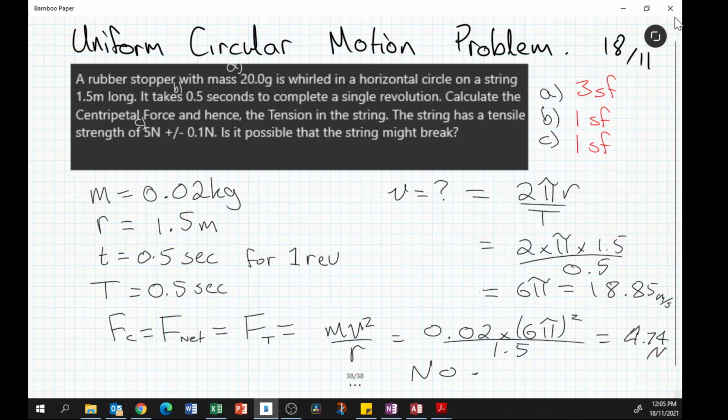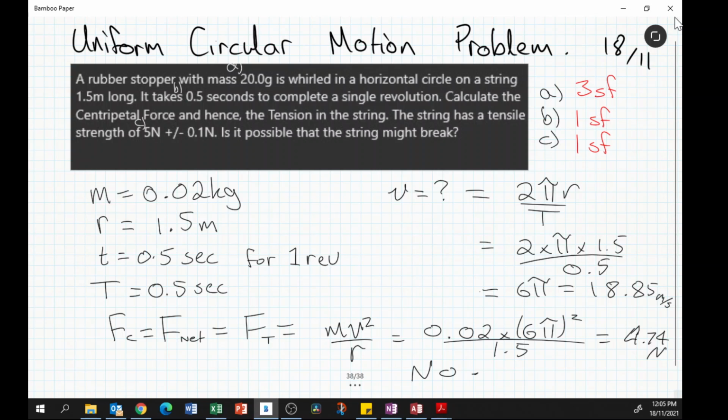Really interesting point, guys. Did you hear that? If you were to take in significant figures, because what's our minimum significant figure we're working with? 1 significant figure. What is 4.74 as 1 significant figure? 5 newtons. It very well could break. Now, that doesn't guarantee us it could break. The 0.5 is 1 significant figure.